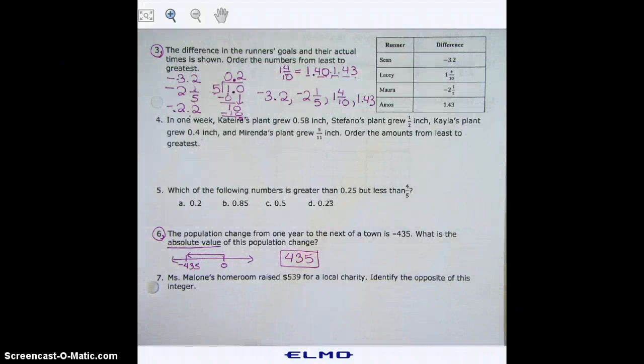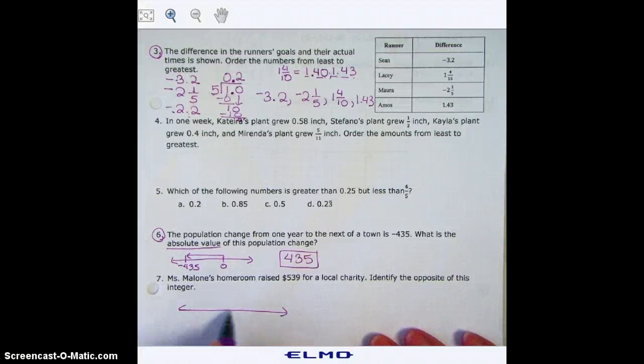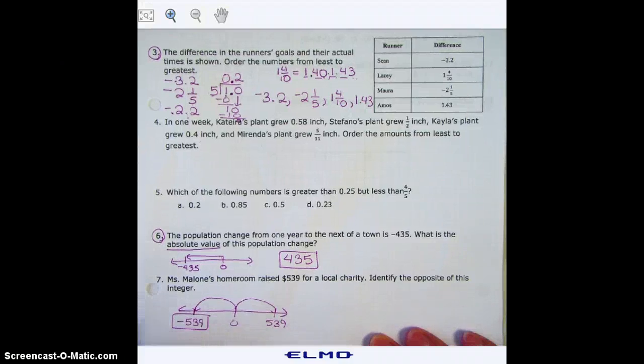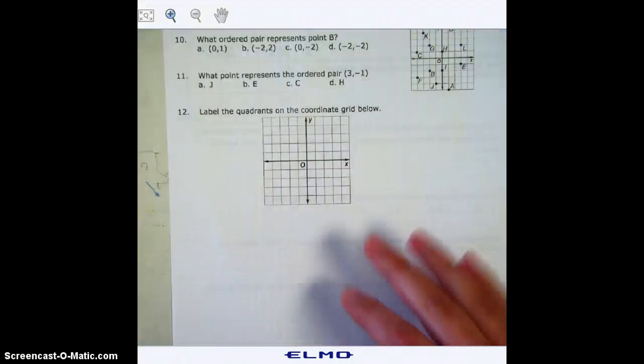All right, let's move on to question number 7. Miss Malone's homeroom raised $539 for a local charity. Identify the opposite of this integer. Okay, well, if the positive is 539, the opposite of that positive would be negative 539. And that's your answer. All right, let's go ahead and move on to the next page.